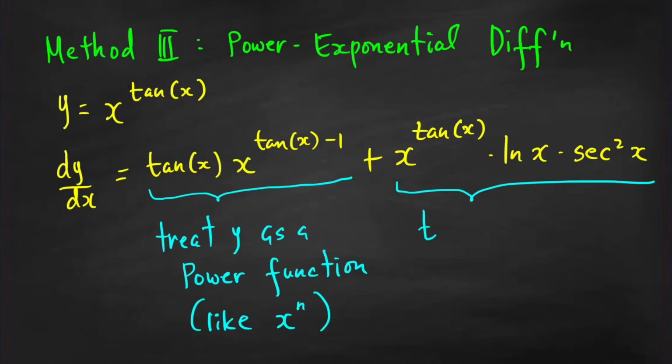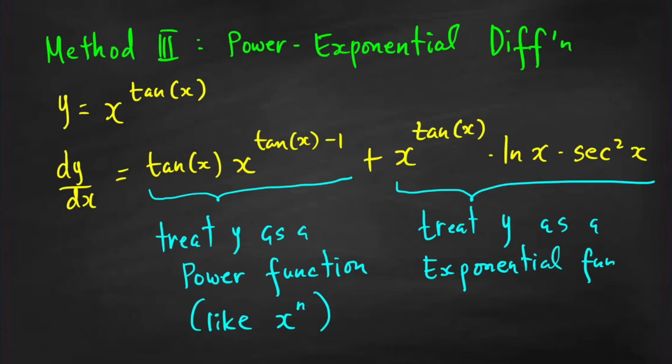In this second term, you just treat y as an exponential function, like a raised to a function of x. So the base is constant, raised to a function of x. From our differentiation formula, the derivative will be, we copy the exponential function, x raised to tangent x, times ln of the base, so that is ln x, times the derivative of the power with respect to x, which is equal to secant squared x. If we factor x raised to tangent x from these two terms, we can write our answer exactly the same as the one that we got using the previous two methods.